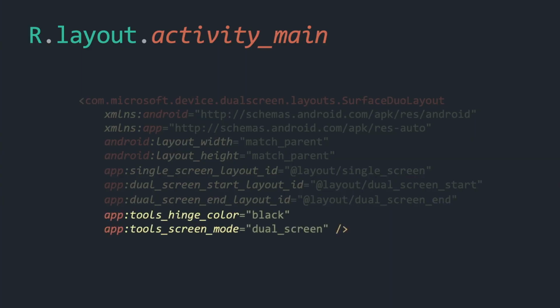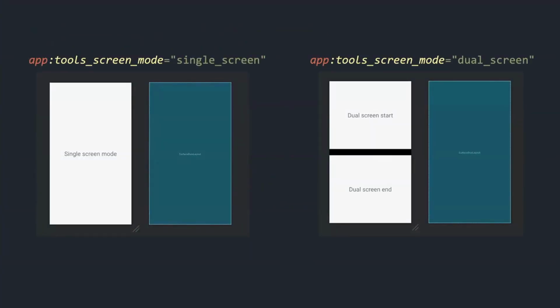And we also provide you some tools to customize the display of the layout in Android Studio. So we can set the hinge color to black or white, or set the dual screen mode. If you set the dual screen mode as single screen, you will see the layout for a single screen in Android Studio. And if you set the dual screen mode as dual screen, you can see two different layouts displayed in the same preview with the hinge between them.